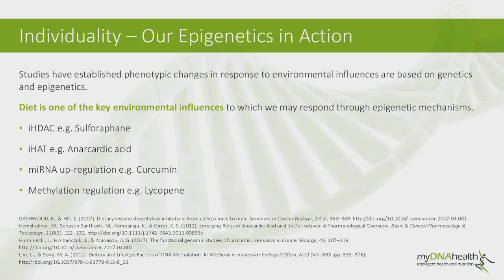So just a few examples here of things that can affect our epigenetic mechanisms. Various foods: sulforaphane is known to be a histone modifier, as is anacardic acid, which is from cashew nuts. So these affect those histones. Then we have curcumin, which is found in turmeric, which can affect those small RNA molecules. And even lycopene, which is found in tomatoes, especially when they've been cooked, is known to regulate methylation. So the food that we eat has a direct effect on our gene expression, our epigenetics.